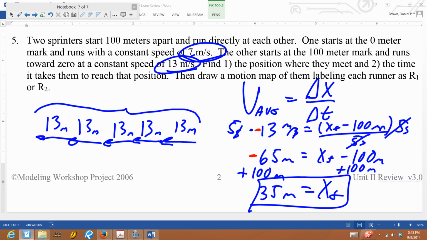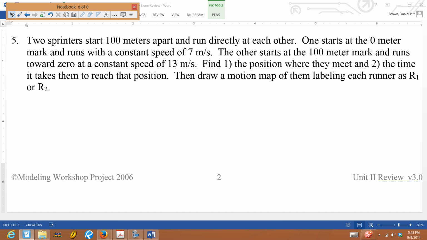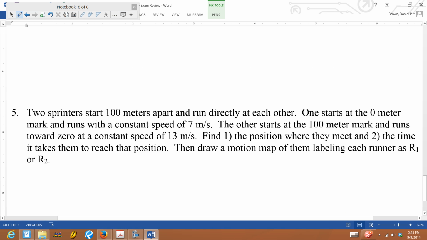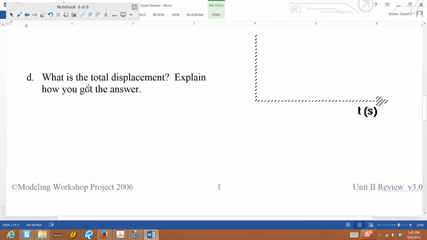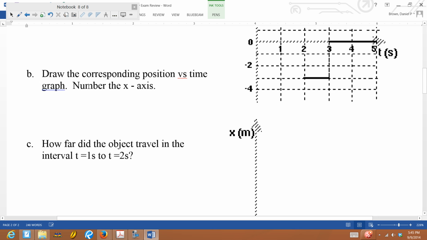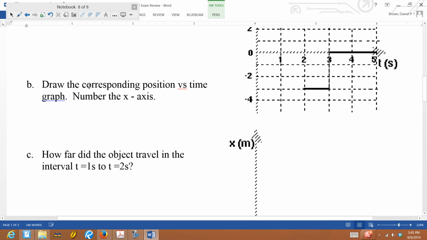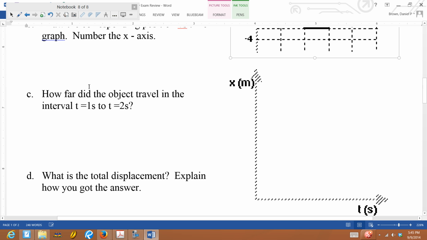You have to be able to very quickly and easily work with position versus time graphs. You have to be able to work with velocity versus time graphs, knowing that the area underneath the curve is the displacement you've gone. And you should be able to draw one from the other. If you have a velocity versus time, you should be able to draw position versus time. If you have a position versus time, you should be able to draw the velocity versus time. They should be able to go back and forth.